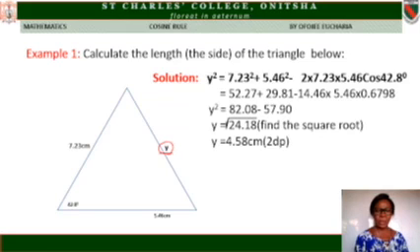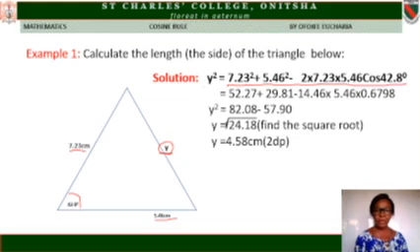If you are to find the small y, you look at the triangle and you can see that two sides and an angle are given. This is the main reason we use cosine rule, because we are given two sides and an angle, and we are asked to find the remaining side. So to find y, we have y squared equals 7.23 squared plus 5.46 squared minus 2 times 7.23 times 5.46 cos 42.8 degrees.